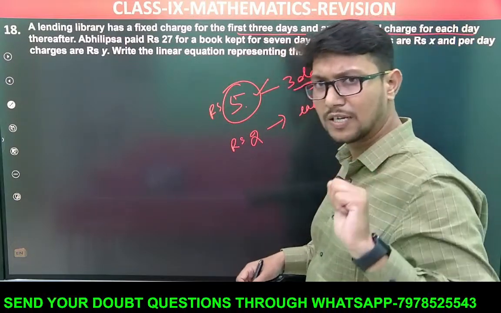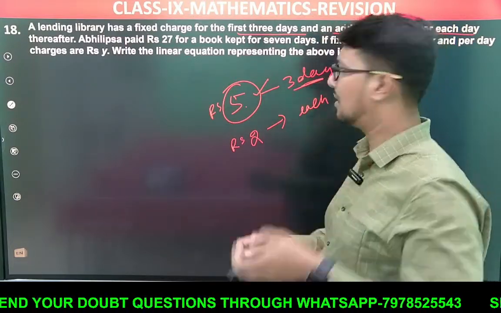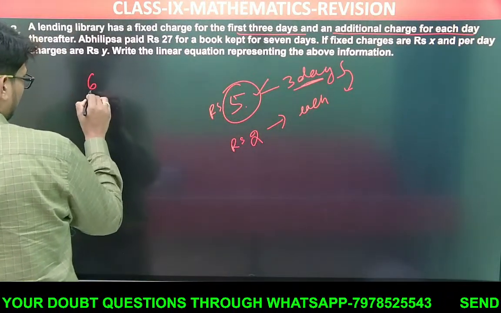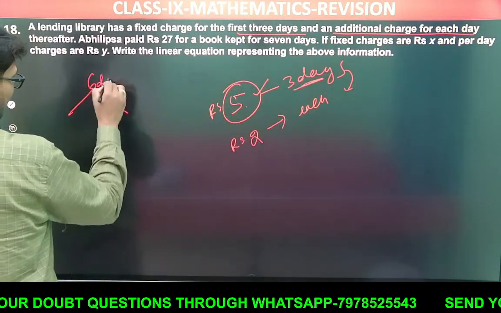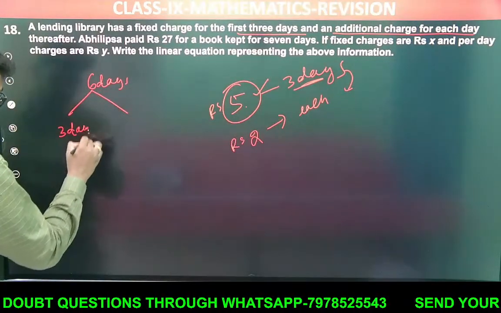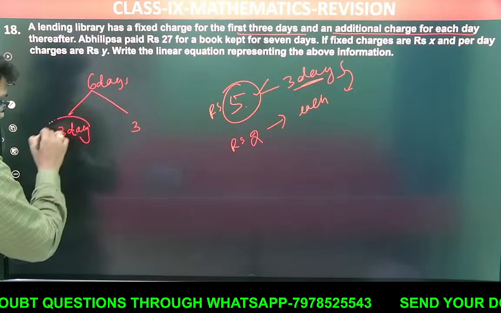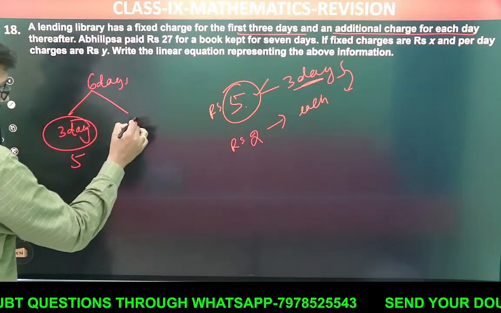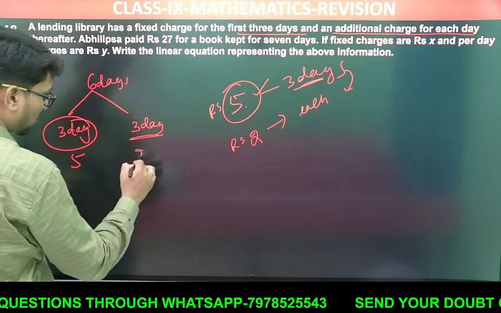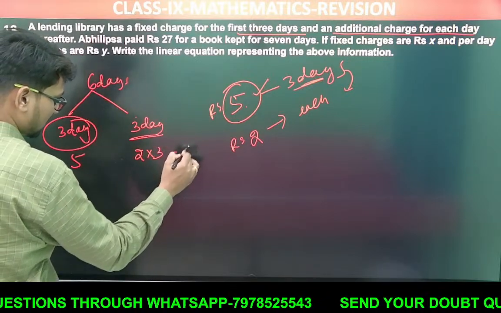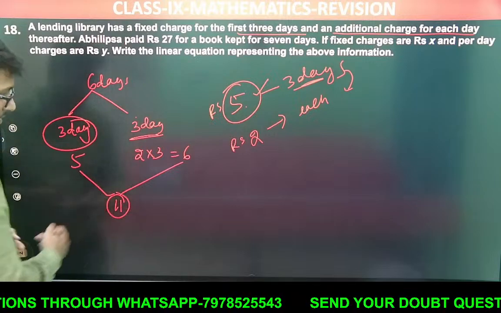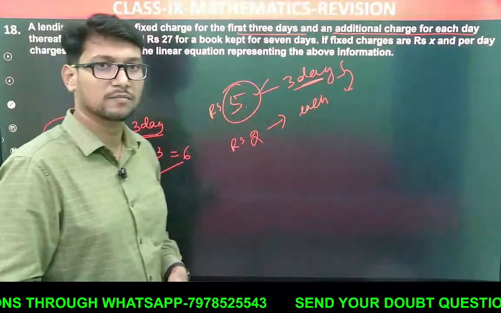Let us say one of the students has kept the book for 6 days. 6 days divided into 3 days plus 3 days. This is the fixed charge, 5 rupees, plus for these other 3 days he has to pay 2 into 3 equals 6. So total how much he has to pay? 6 plus 5, 11 rupees. I hope it is clear.